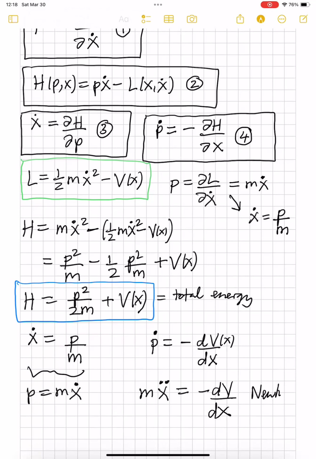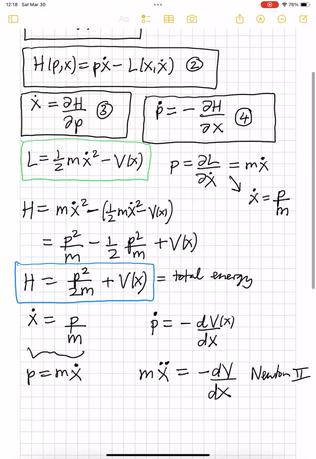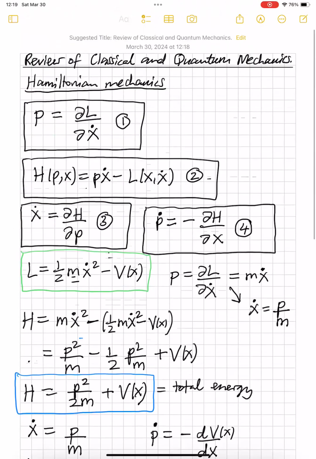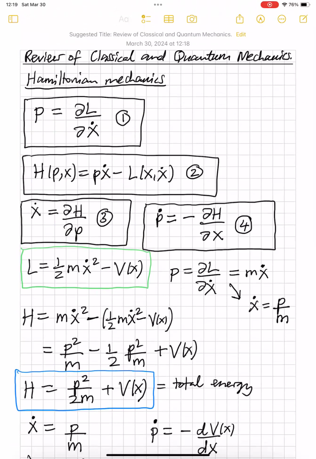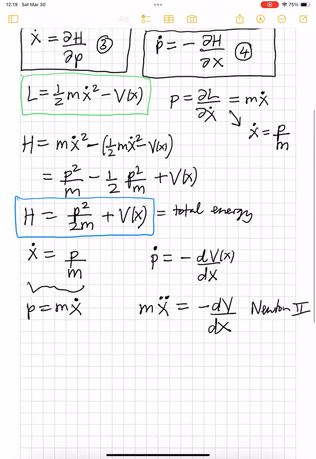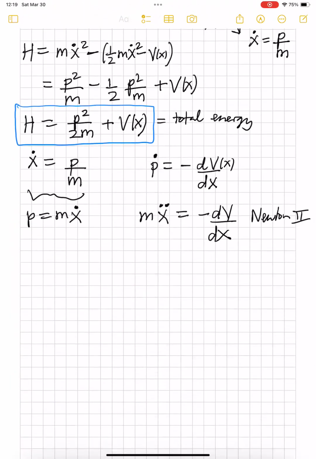So we have explicitly demonstrated that the Hamiltonian approach to mechanics gives us the same equation of motion as Newton 2. We specified the Lagrangian, then we used equations 1, 2, 3, and 4, and we reproduced Newton's second law. Now, one thing that we'd like to ask at this point: we've reproduced Newton 2, but this was just a hard way of reproducing Newton 2.